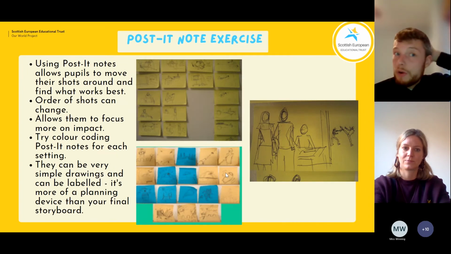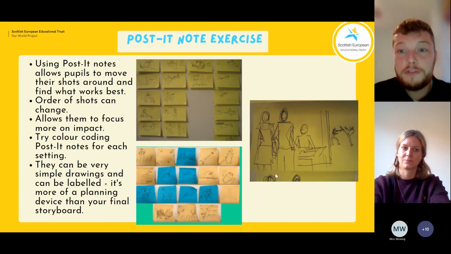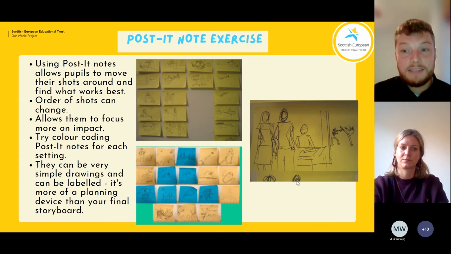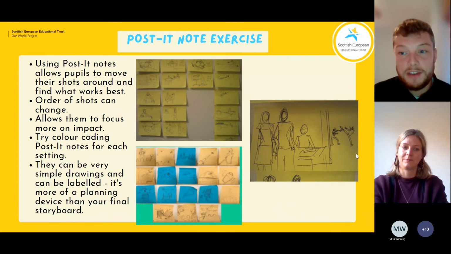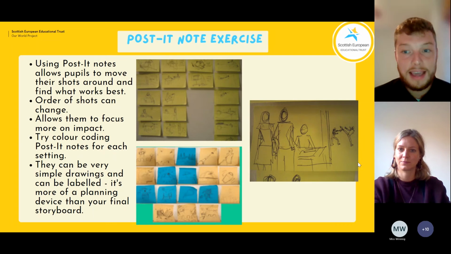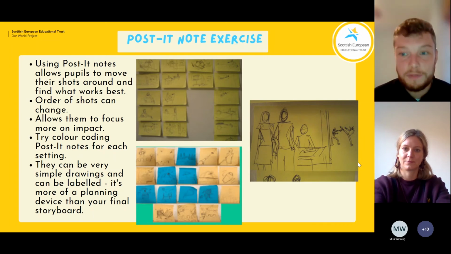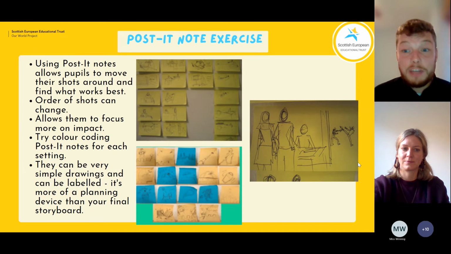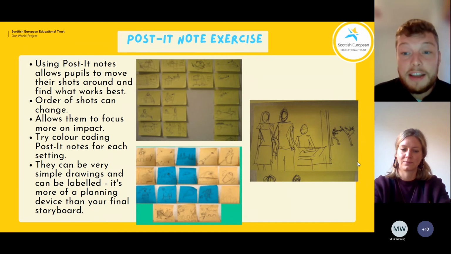So I mentioned before how useful post-it notes can be when it comes to storyboarding. This is a useful method as it allows people to move their shots around and find what works best before committing it to their final page. It also allows them to focus more on the impact of the shot and the camera rather than simply the progression of the story. And this can really help them with cutting out unnecessary shots.